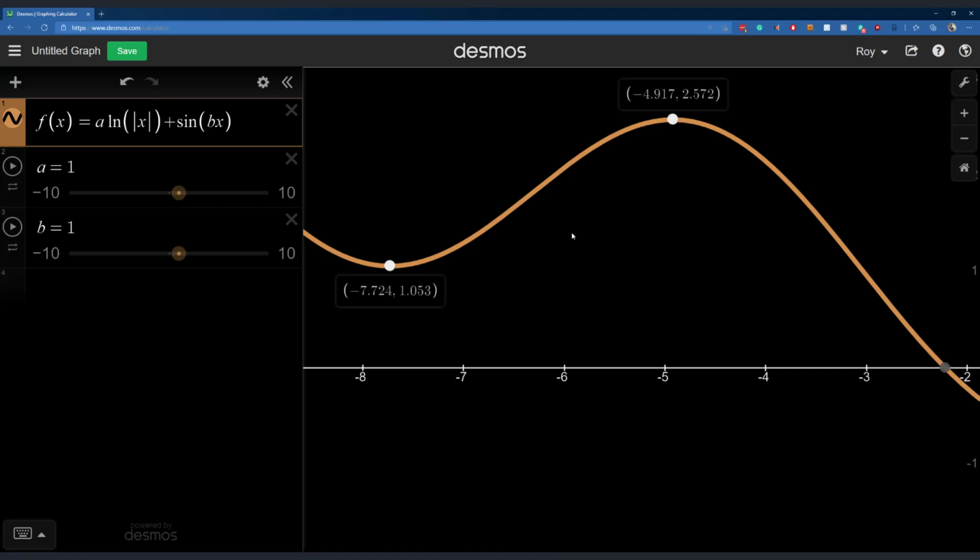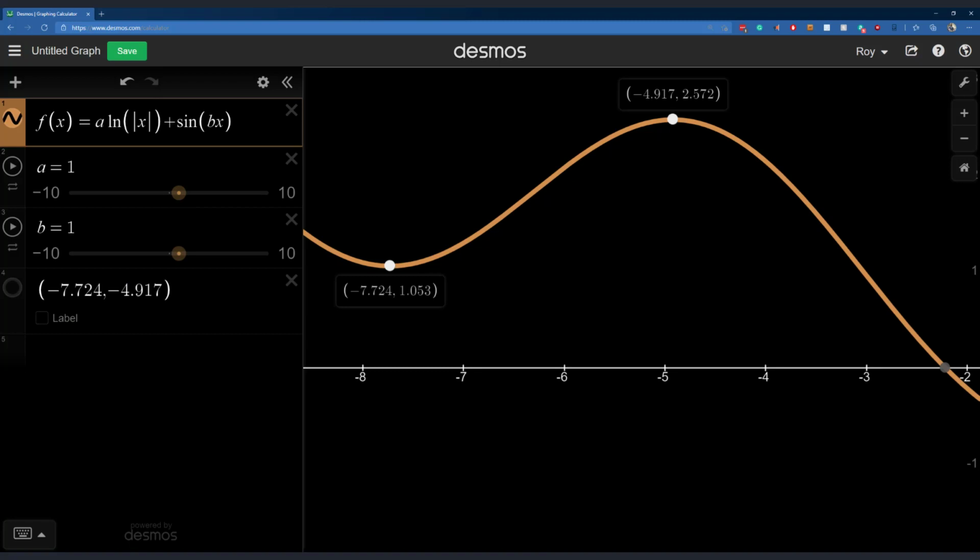That is, for any two x values within this interval from -7.724 all the way up to -4.917, as long as one x value is less than another x value, the function value at the first x value should be less than the function value at the second x value. So in this case, we could say the function is increasing on the interval from negative 7.724 all the way to negative 4.917. And that's how you would write the interval over here on the left-hand side.